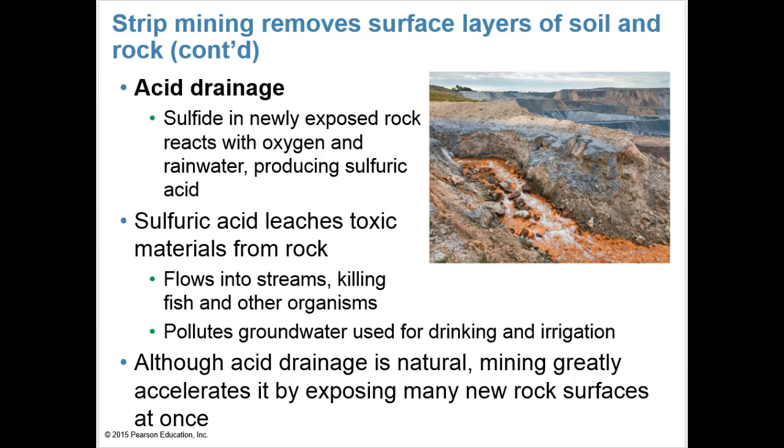Acid drainage is when sulfide in newly exposed rock reacts with oxygen and rainwater and produces sulfuric acid. This sulfuric acid leaches toxic materials from the rock, which then flows into streams and can have the potential to kill fish and other organisms, and pollute our groundwater, which we use for drinking and irrigation. Although acid drainage is natural, mining greatly accelerates it by exposing many more new rock surfaces all at once than what would have naturally been disturbed.